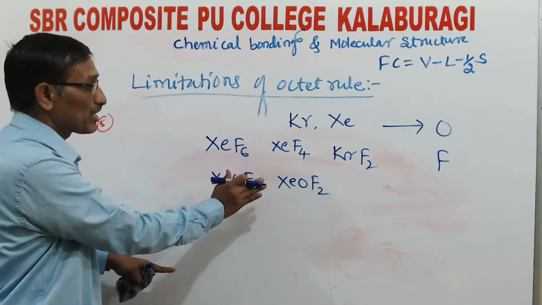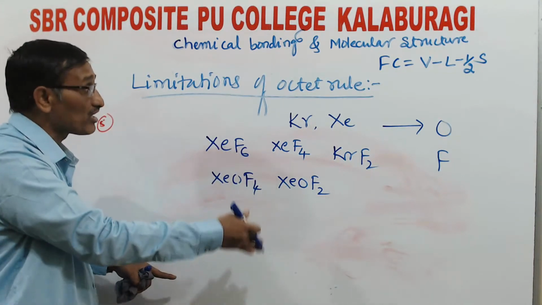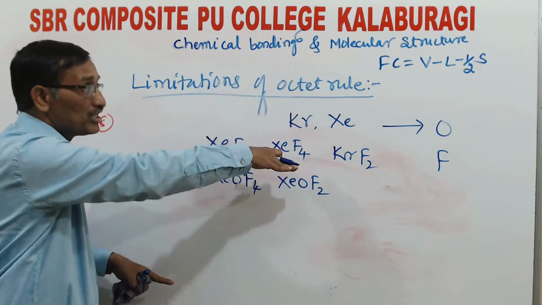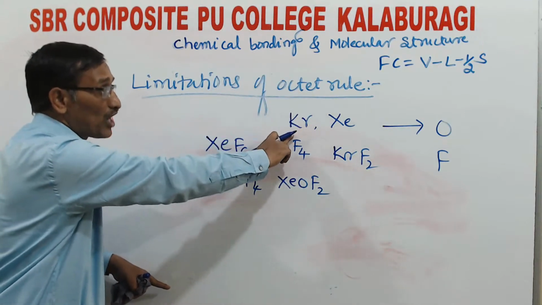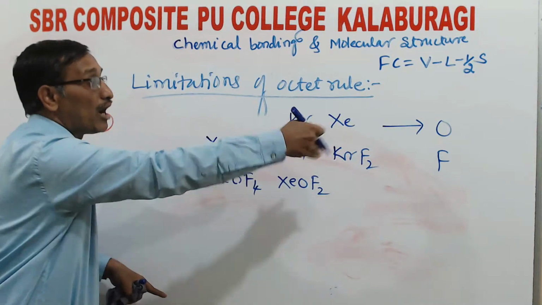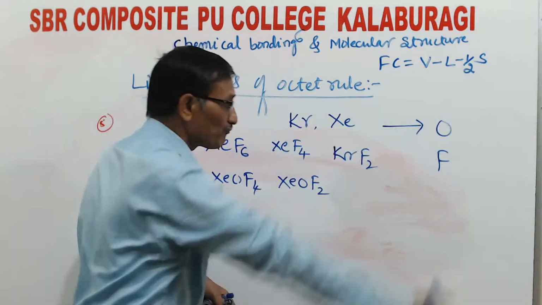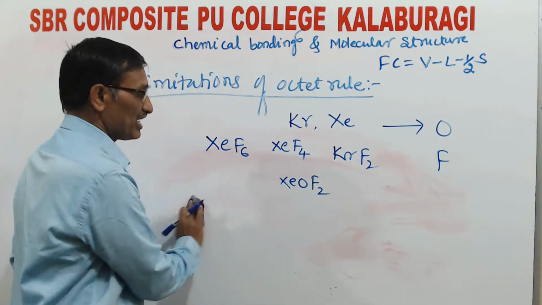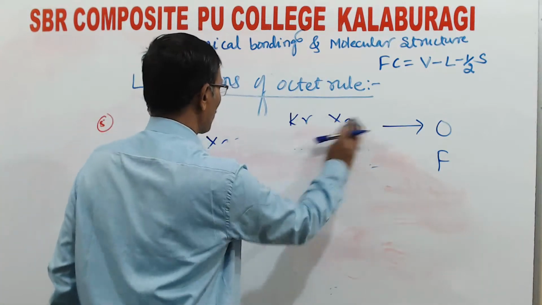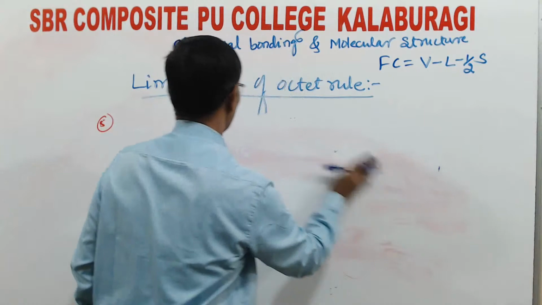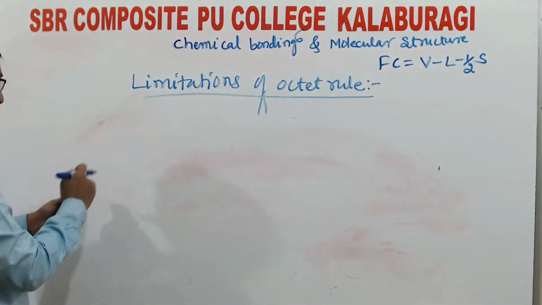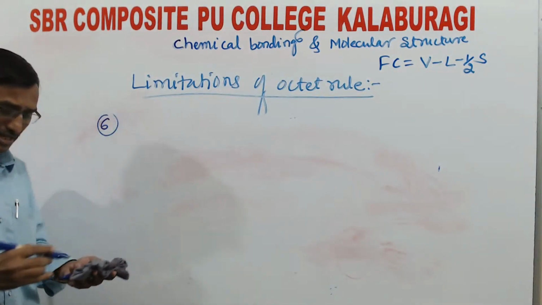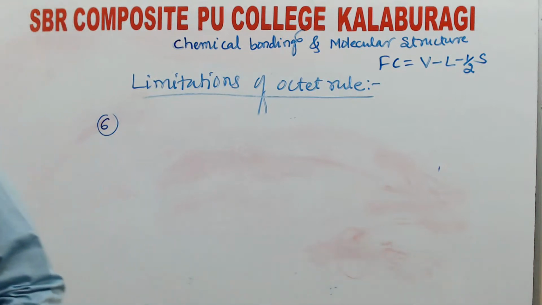So what do we come across? Chemical inertness is the basis of the octet rule, but the noble gas elements krypton and xenon form compounds by combining with oxygen and fluorine atoms. This is also one of the limitations of the octet rule that we have to write down. The next one is very important to mention here.